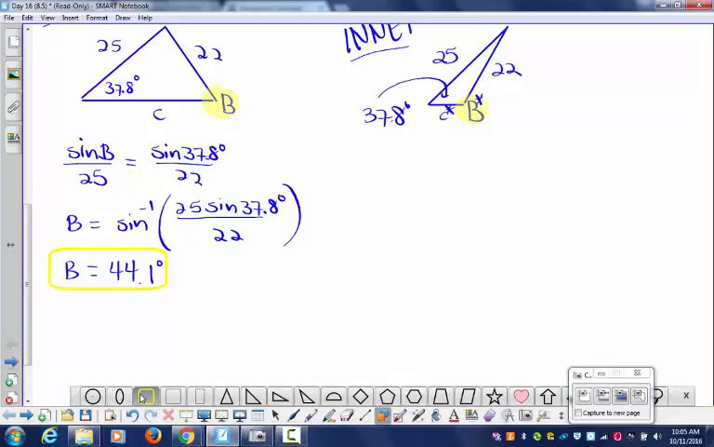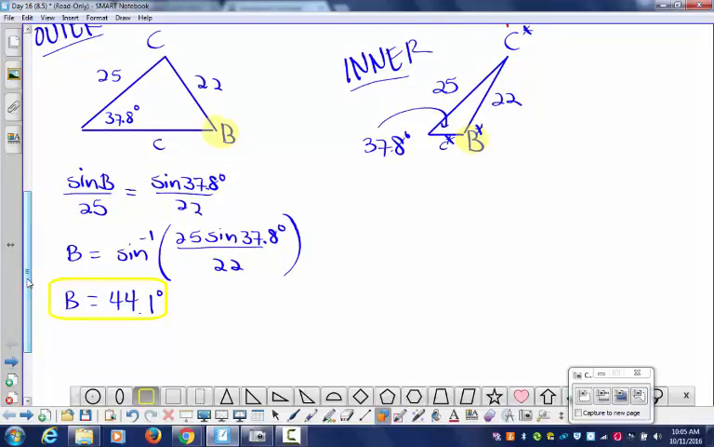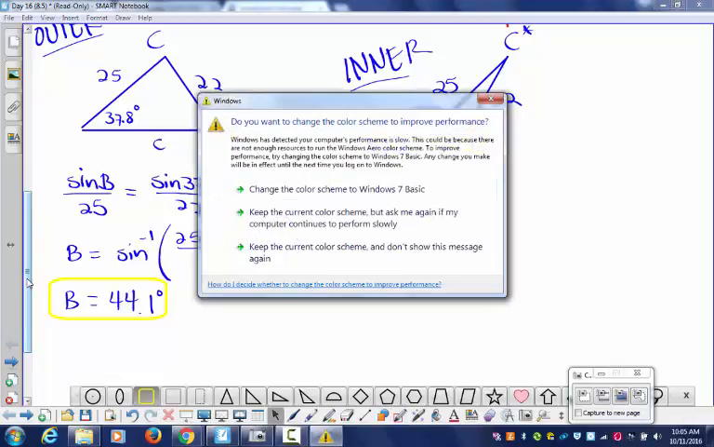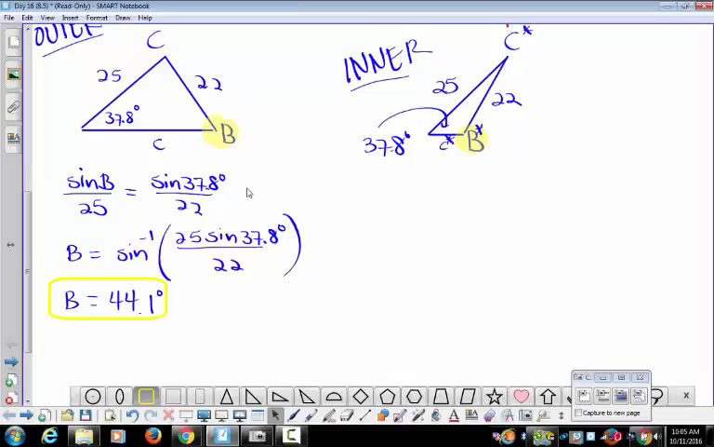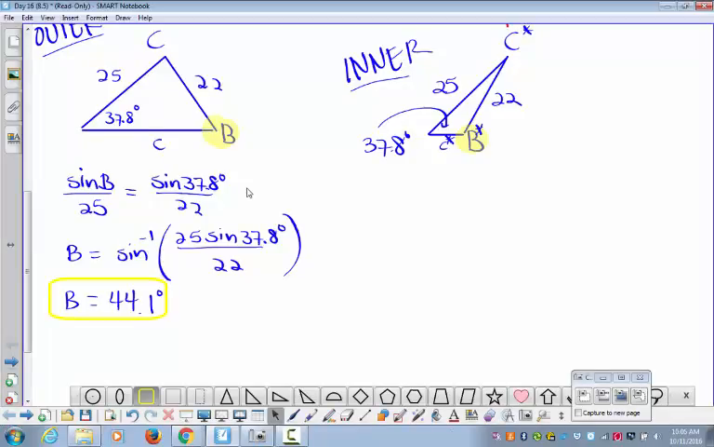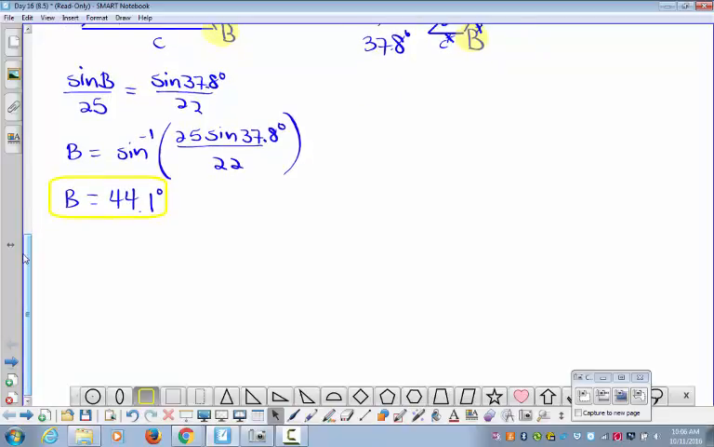Is that good for everybody? And then what's the next natural thing to solve for once we get angle B? Angle C. In fact, we don't have a lot of choice. That's the only thing we can solve for. The two unknowns that we have are side C and angle C. So they're both unknown, right? We can't solve for side C until we know angle C. So we really have to solve for angle C right now. We have no choice, actually.